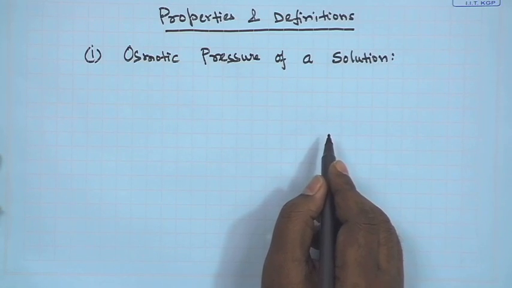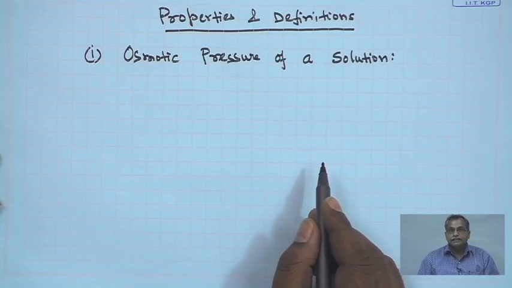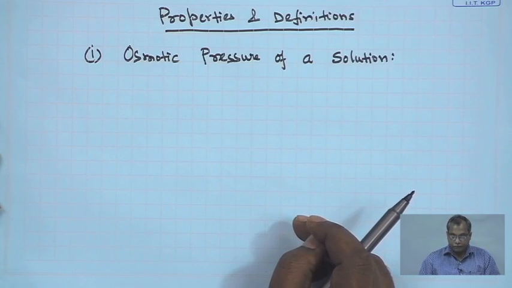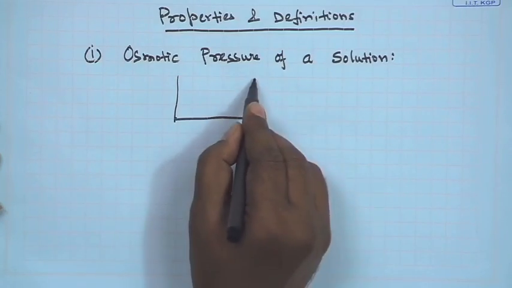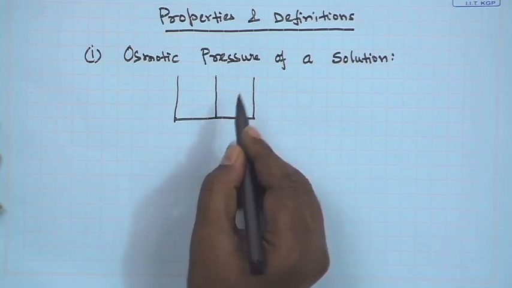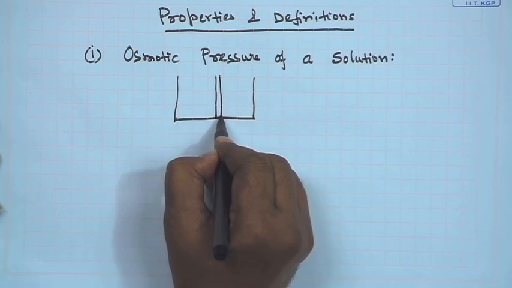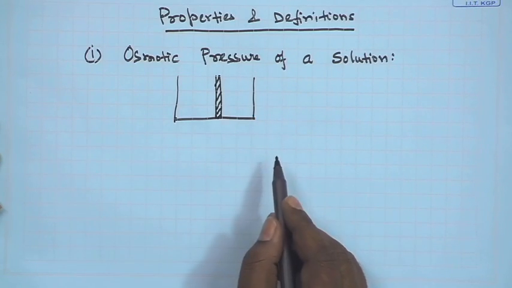What is the osmotic pressure of a solution? The osmotic pressure of a solution indicates the thirst for water. So, a solution with more osmotic pressure means the solution is more thirsty for water. So, let us conduct an experiment. Suppose we have a two chamber system separated by a semi permeable barrier, a semi permeable membrane.